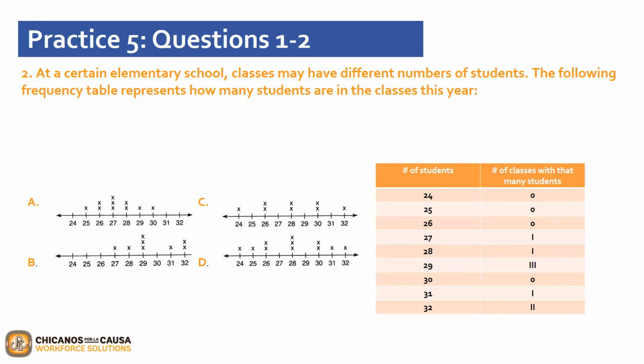Next row, we have one classroom that has 27 students. That also matches our line plot for option B. If we were to keep going, we would notice that option B matches the information that's in our frequency table. Therefore, our correct answer is B.